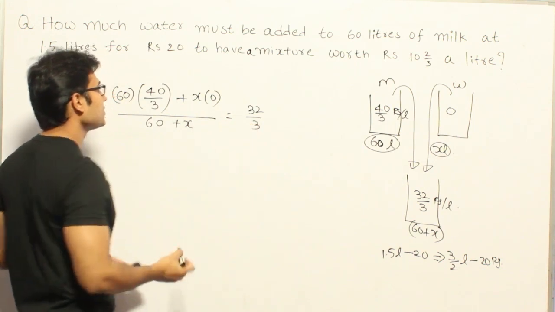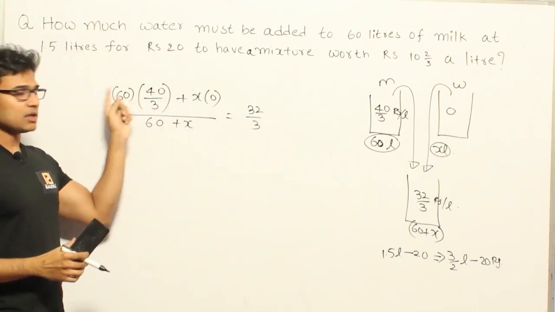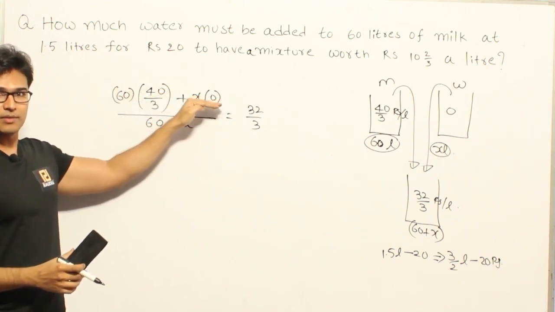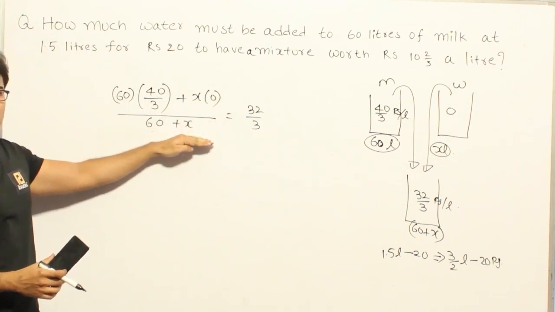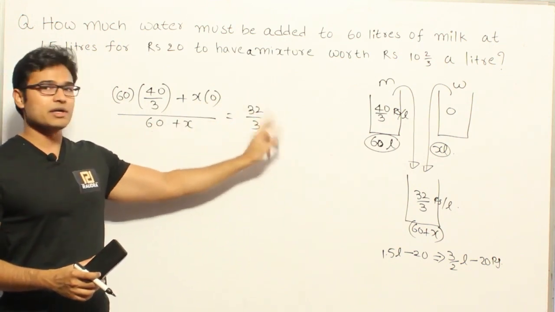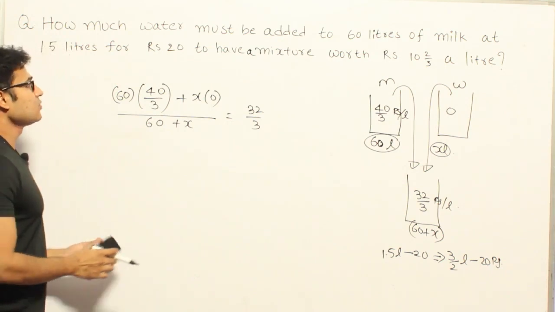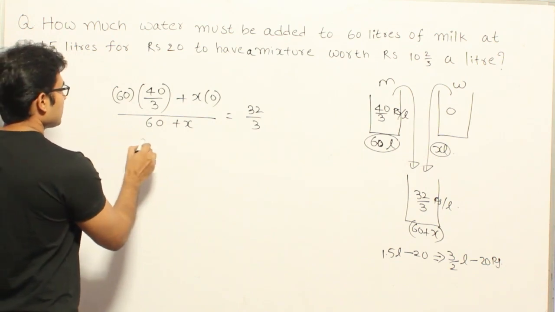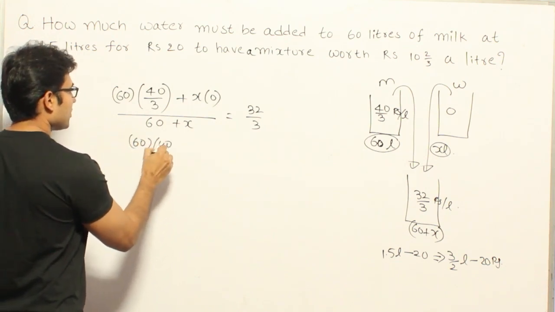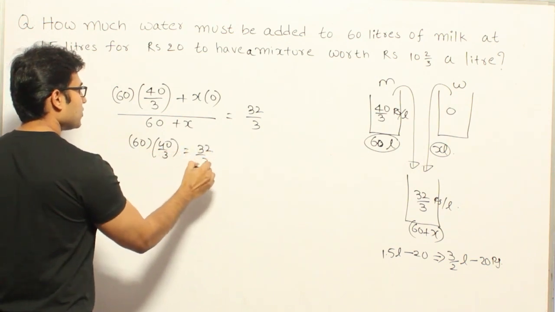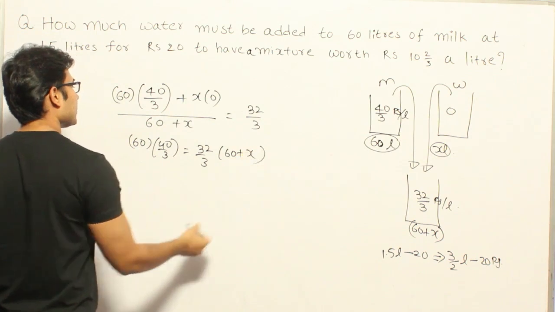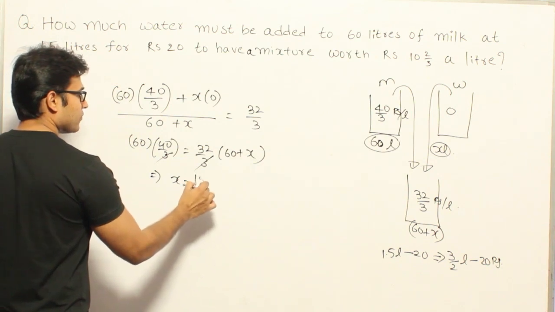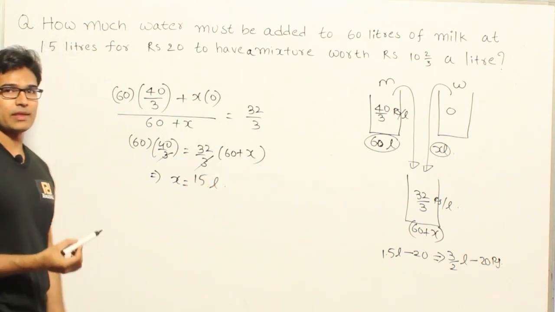32/3. So how do I write this? See, the total cost per liter is going to be the total cost of the milk plus water divided by total volume. This is going to give us the overall per liter cost. Are you getting this? So now, you can use that formula, or you can directly solve it as well. It is going to be 60 into 40/3 is equal to 32/3 into (60 plus x), right? Now you are going to get x equal to 15 liters, right?